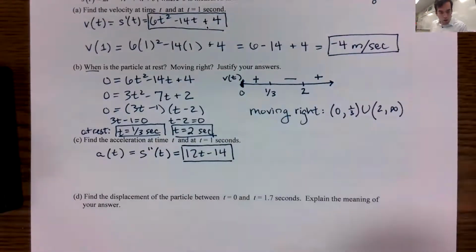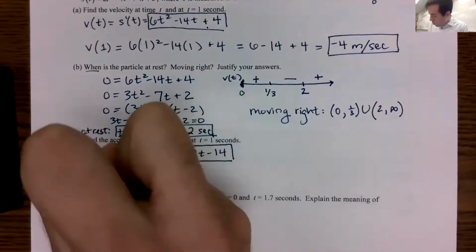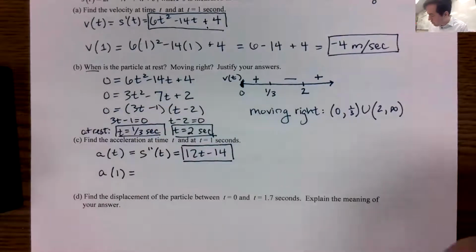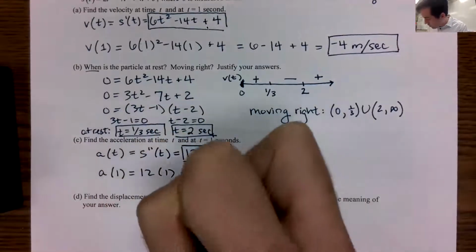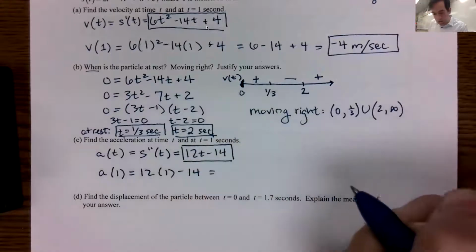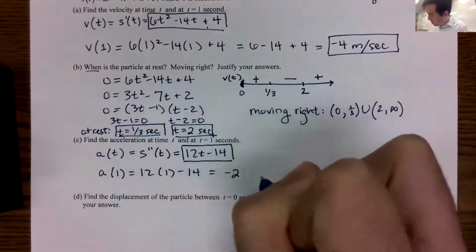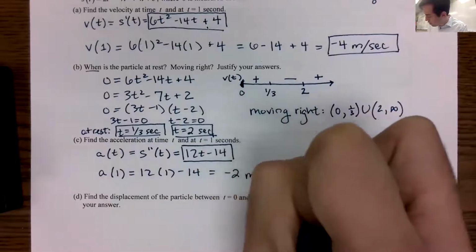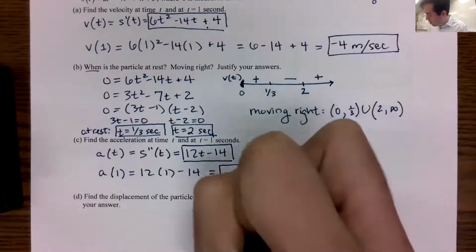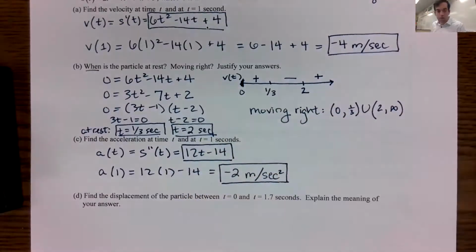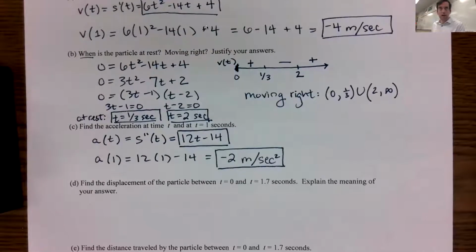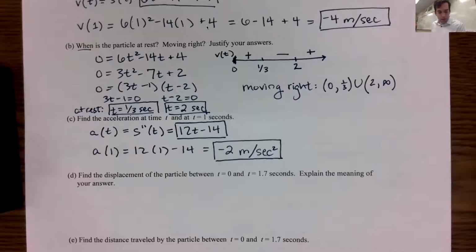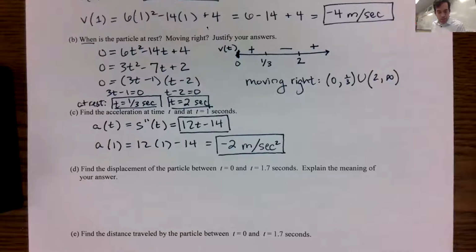And when t is 1, we're going to plug in 1 for the acceleration function. And so we end up with 12 minus 14, which is -2. And since we were in meters per second, now it's going to be meters per second squared. And acceleration, since it's the second derivative, tells us how we're accelerating, right? So it tells us if we're speeding up or slowing down.